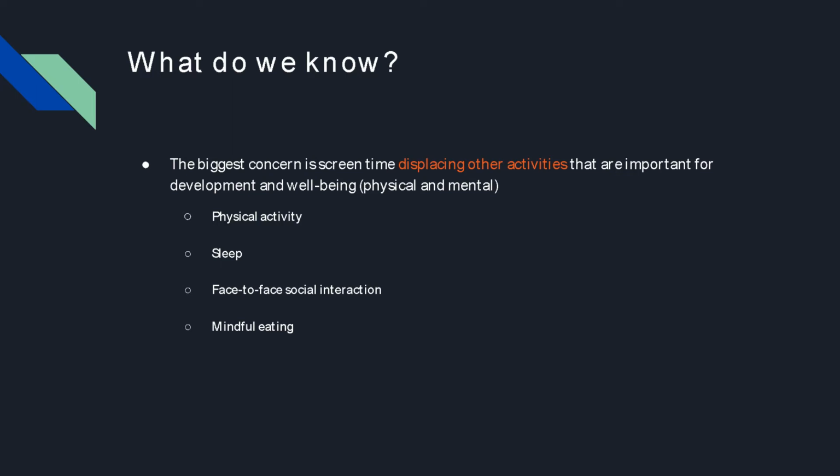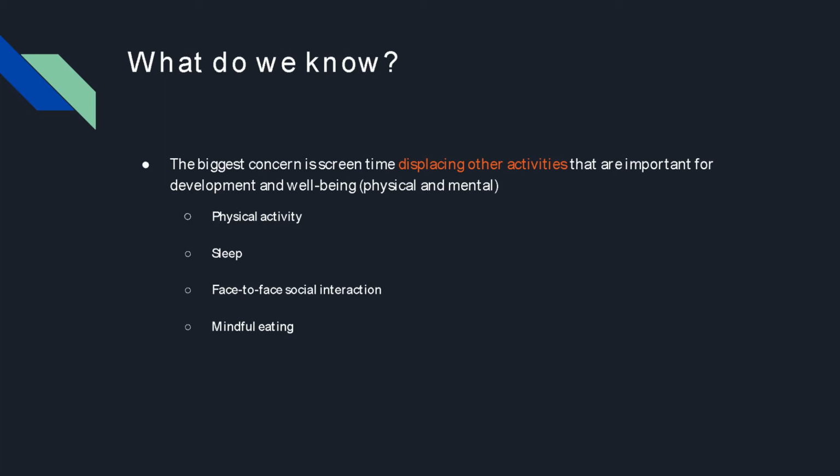As I mentioned earlier, mobile device technology has entered family life so rapidly that it's hard for research to keep up. But here's what it says. Screen time in and of itself is not necessarily toxic to the brain or turning toddlers into idiots or anything like that. Looking at a screen is not going to make your child stupid. I think the biggest concern that we know of right now is displacing other activities that are important for development and well-being, both physical and mental.